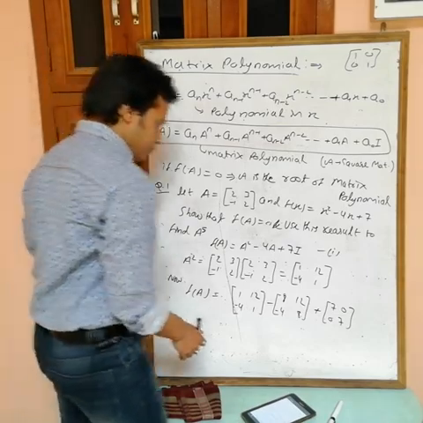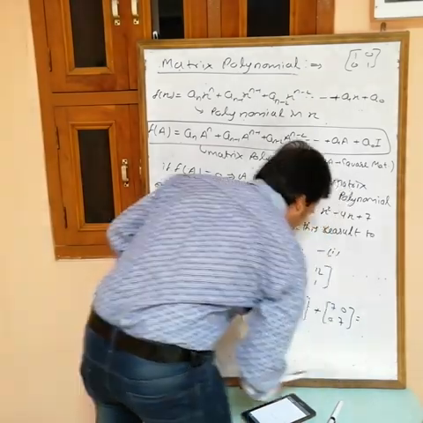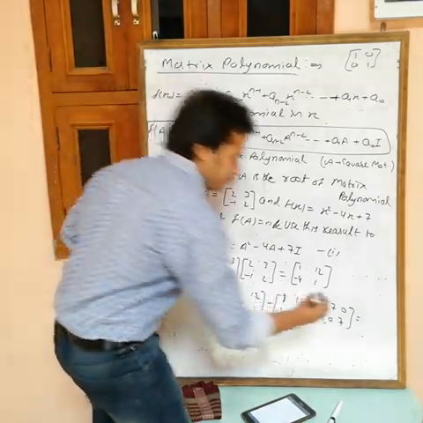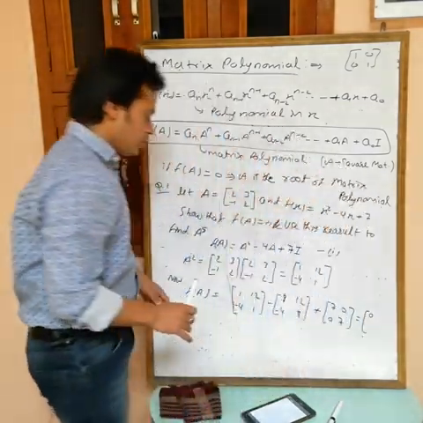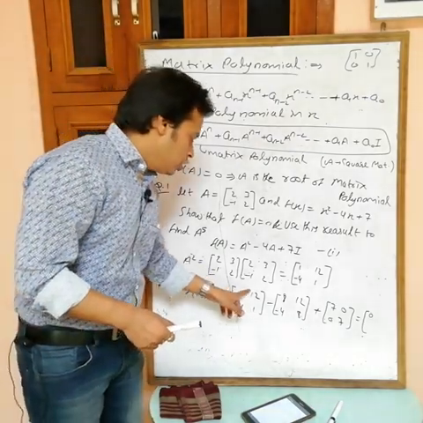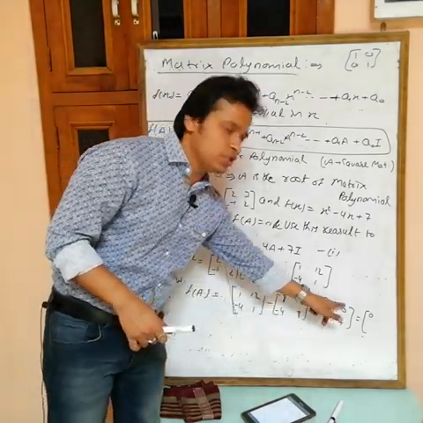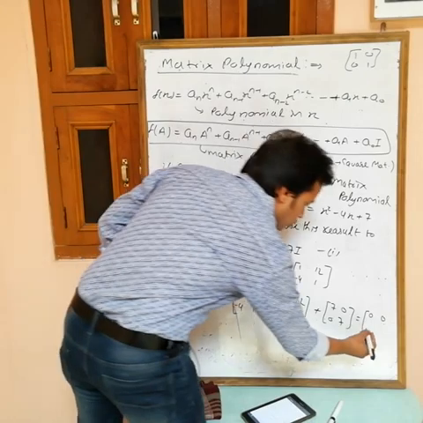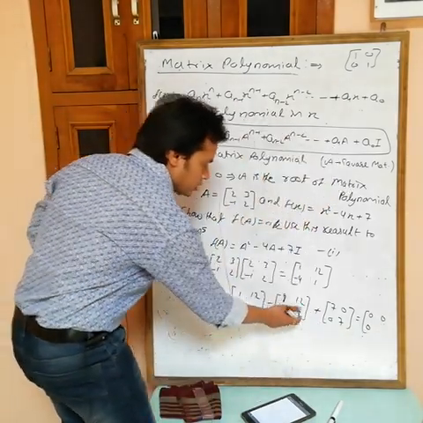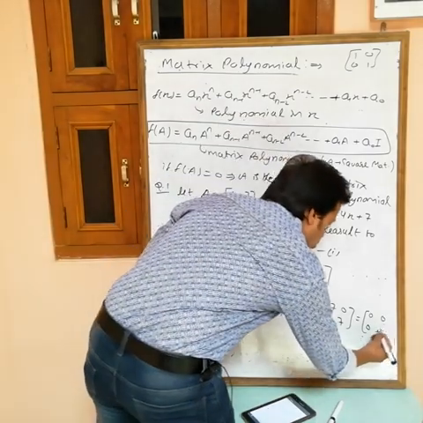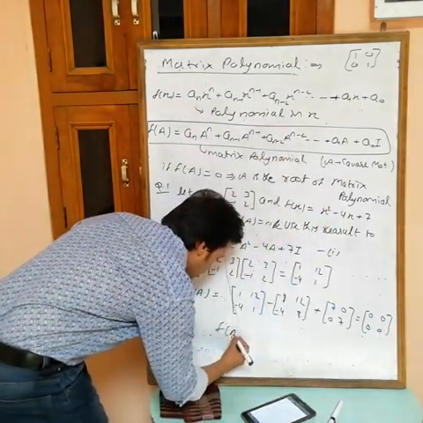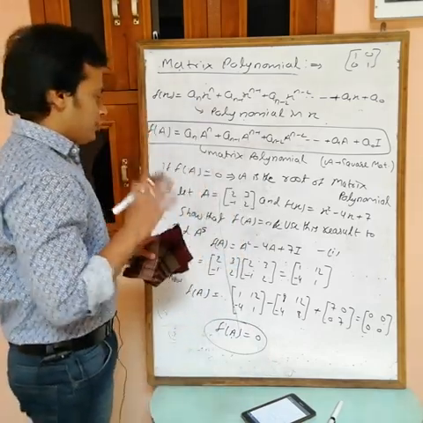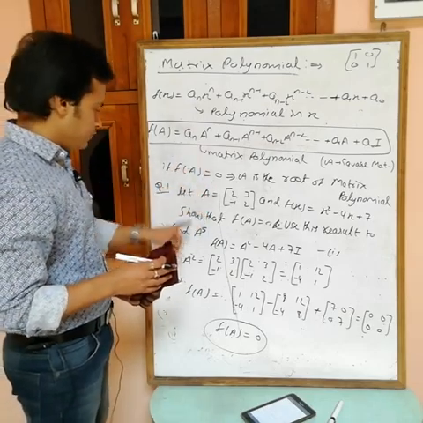Now add these. What are we getting? 1 minus 8 plus 7, 0. Add or subtract corresponding elements. 12 minus 12 plus 0, again 0. Minus 4 plus 4 plus 0, again 0. Plus 1 minus 8 and plus 7, again 0. So we are getting that f(A) is equal to 0, a null matrix. So the first part is done.